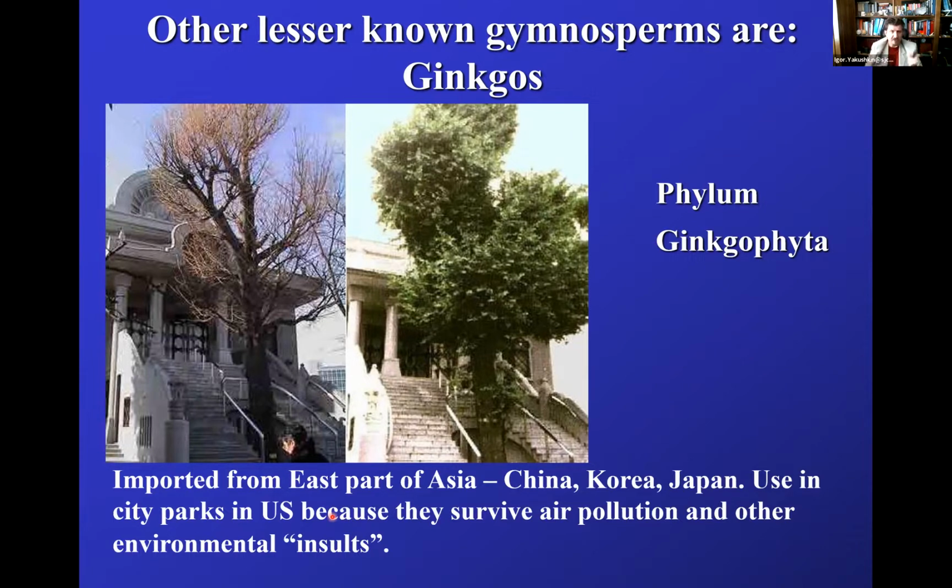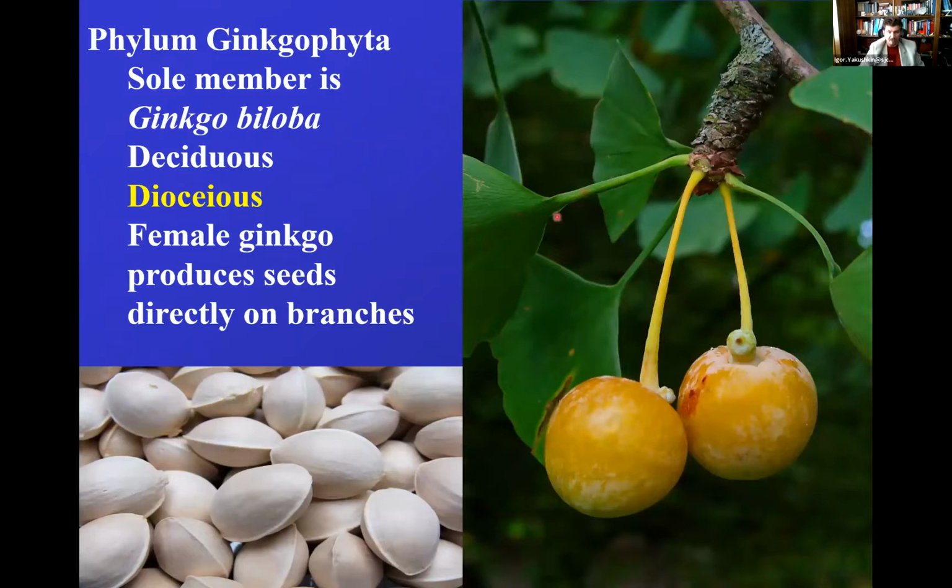So in the cities, they are quite commonly grown. As a matter of fact, it's one of the, let me go about the environmental insult. So this is how the leaf looks, as you can see. And these are, of course, the seeds, and they are dioecious. The female ginkgo will produce seeds, and the seeds can be used for food. Those structures are not the fruit of the ginkgo, but the soft part of the seed.